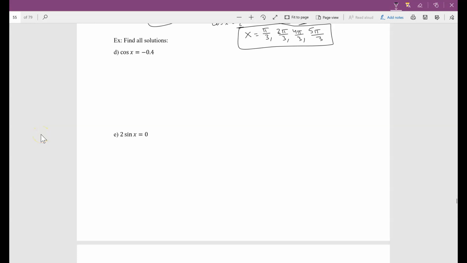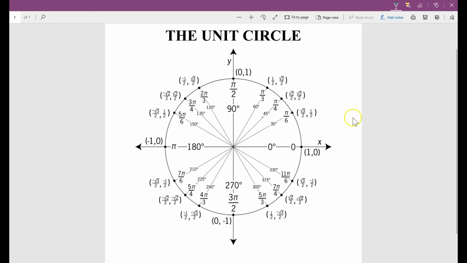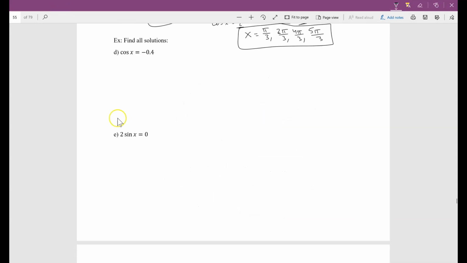Okay, so let's continue solving these trig equations. Now we have to find all the solutions. We want to find where the cosine of x is equal to negative 0.4. In this case, notice that negative 0.4 is not on the unit circle. If we look at the unit circle, there is no point where you have a negative 0.4, which means that if something is not on the unit circle, then we have to use our calculator.